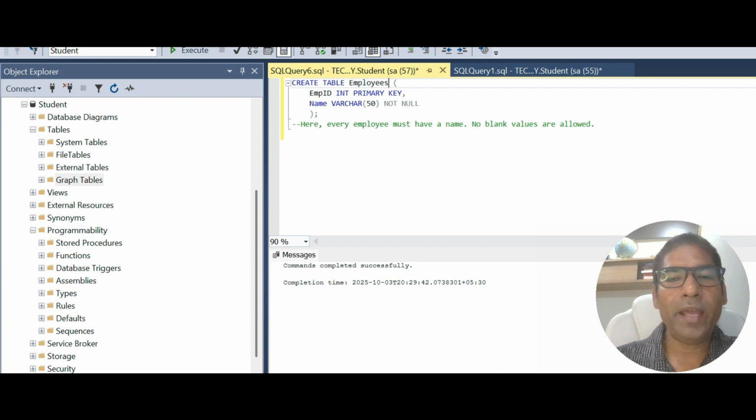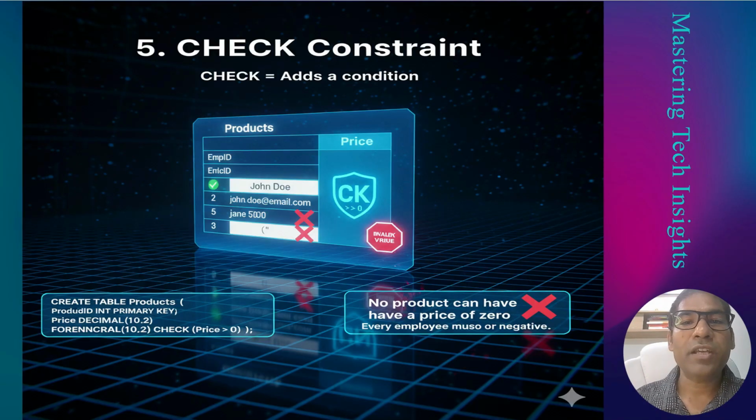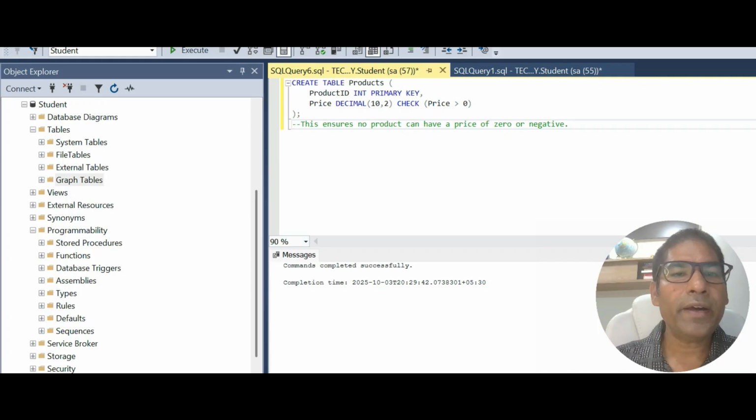No blank values allowed. Number 5, the check constraint allows only valid data based on a condition. This ensures no product can have a price of 0 or negative. For example, create a product table where product ID is the primary key and price has a check. Here the price should be greater than 0. It means no product can have a price of 0 or negative. So price must be valid.